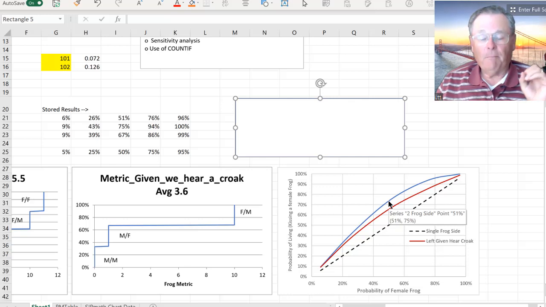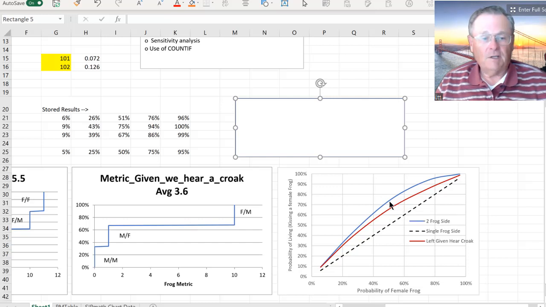Interestingly, when I get information that there was a croak, it actually reduces the probability of living. The red line here is below the blue line. We normally think of information as adding value. In this case, it's negative information, and therefore it's reducing the value of the problem to us. So I found that interesting in looking at this. So I hope you find this of interest. I think the simulation affords an opportunity to examine these problems in more detail and look at sensitivities.